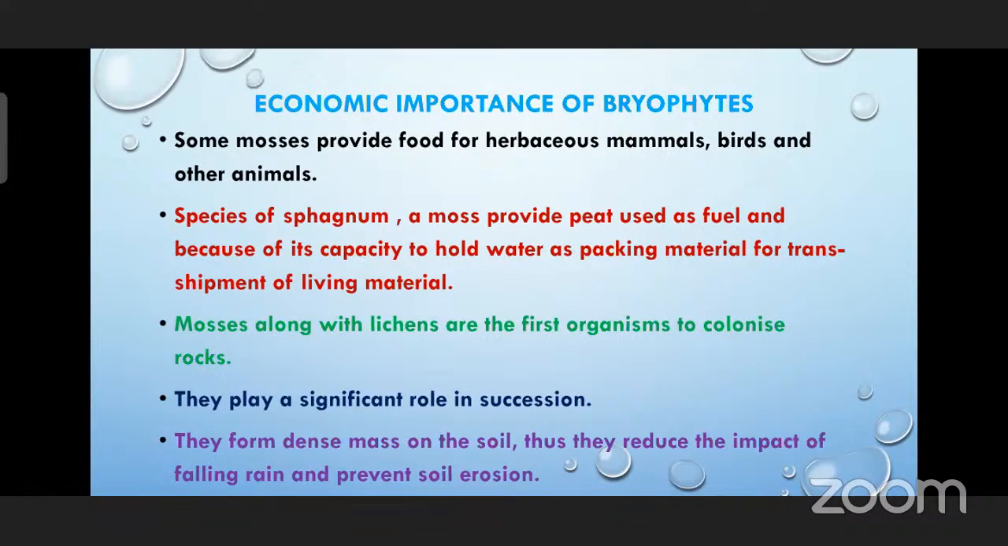Because as you know, when rainwater comes, it is going to wash off the fertility of the soil, or the humus. The topmost layer of the soil will get washed off or peeled off. That is called soil erosion. This soil erosion can be prevented because of the density, that means because of the dense moss of these bryophytes present on the soil.